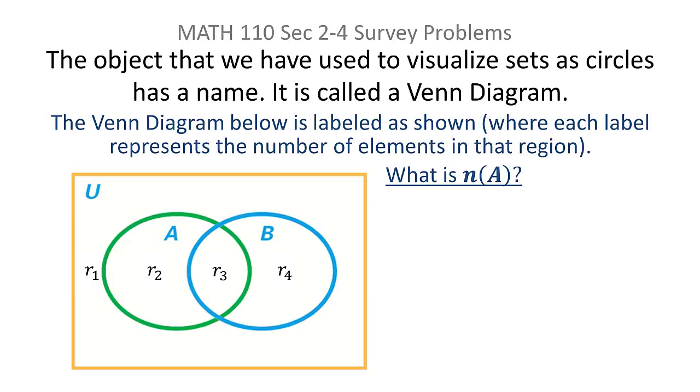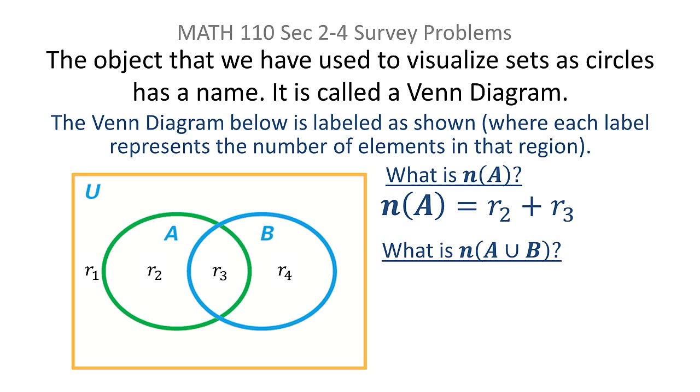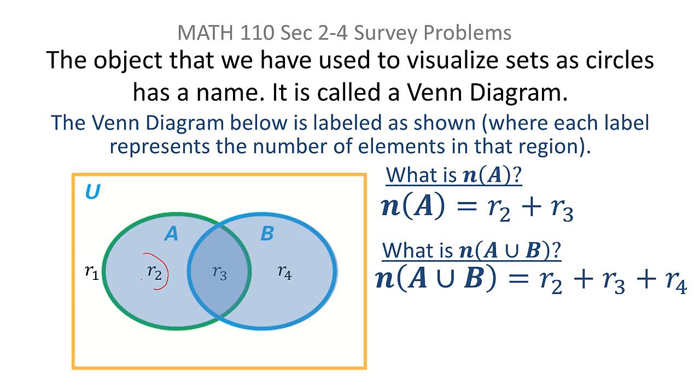Looking at that, how many elements are in set A? Well, that's pretty easy. R sub 2 and R sub 3 are both in A. So to find out how many elements are in the set A, you simply add up R sub 2 and R sub 3, whatever those two numbers happen to be. I could also ask how many elements are in the union of A and B. But remember, the union of two sets is just everything in either or both sets. So the union of A and B will simply be what's in A, what's in B, or what's in both. So that would be R sub 2 plus R sub 3 plus R sub 4.